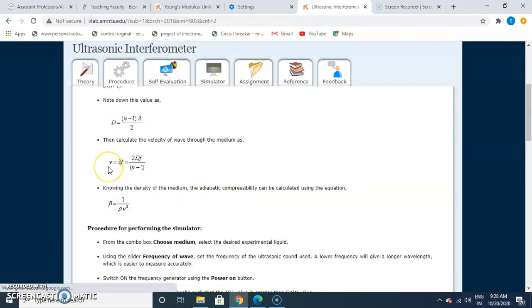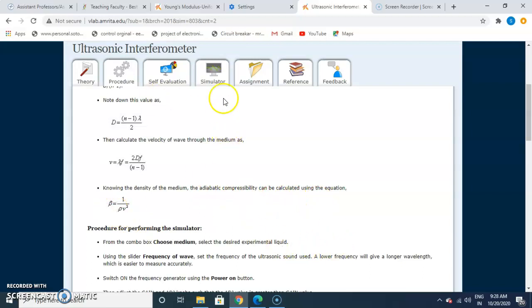Now we will see the formulas. The formula for the velocity is v equals lambda f, where lambda is the wavelength and f is the frequency. The formula for the compressibility is beta equals 1 by rho v squared, where rho is the density of the liquid and v is the velocity. If we substitute the velocity here, we can find the adiabatic compressibility of the liquid.